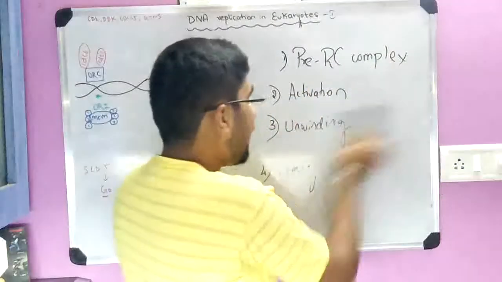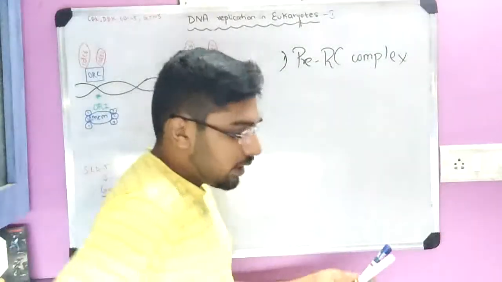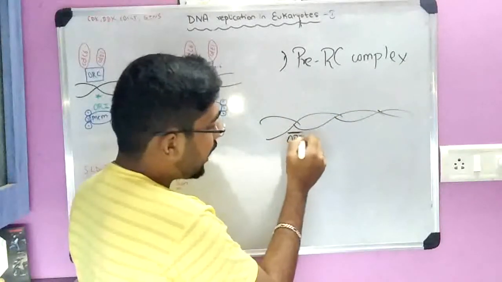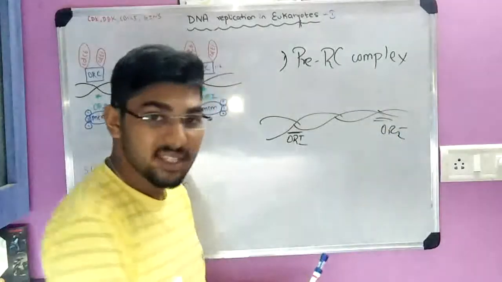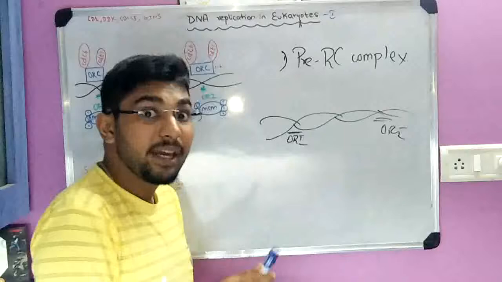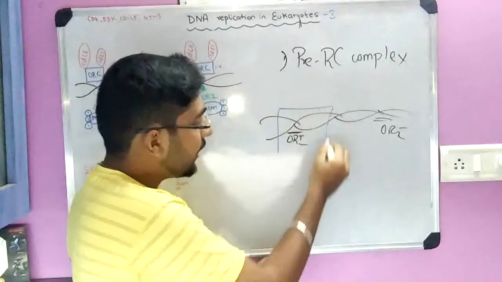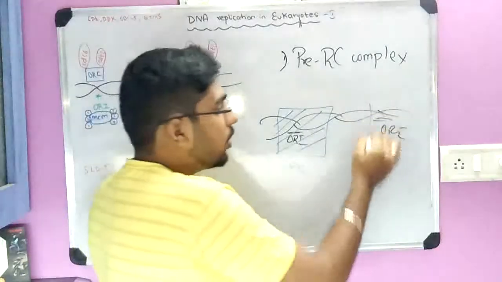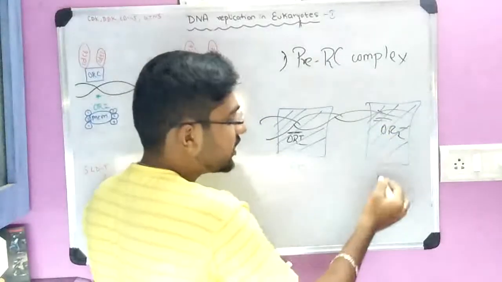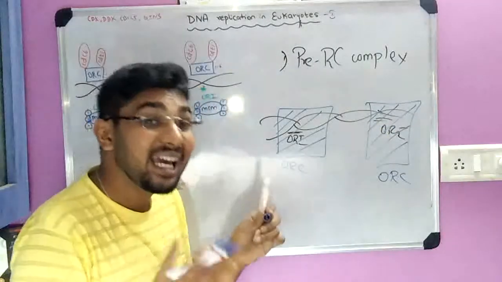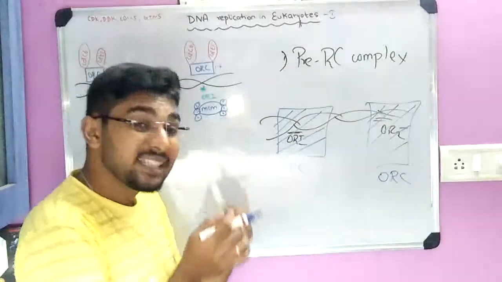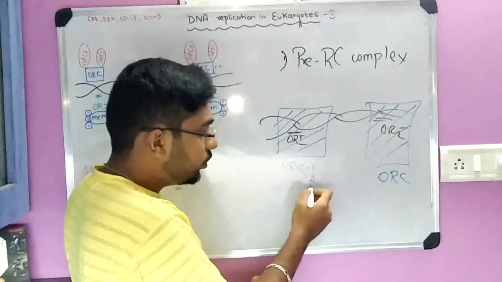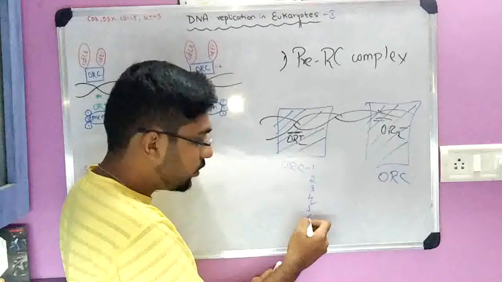That is the first step happening here. This is your double-stranded DNA. It has certain sites called ORI sites, origin of replication sites. This site is identified by a complex called the origin recognition complex, ORC we call it in short form. O stands for origin, R stands for recognition, C stands for complex. So it recognizes that ORI site. It is a hexamer, I said, right? So it is made up of 6 subunits. We name them ORC1, ORC2, ORC3, ORC4, ORC5, ORC6.